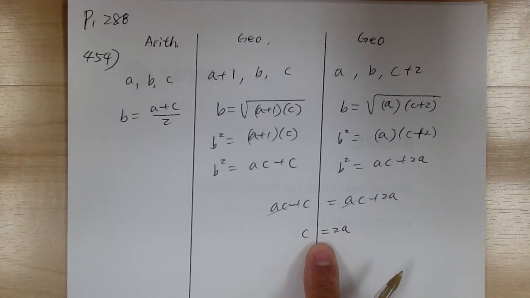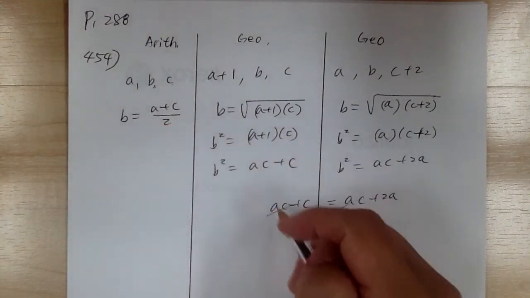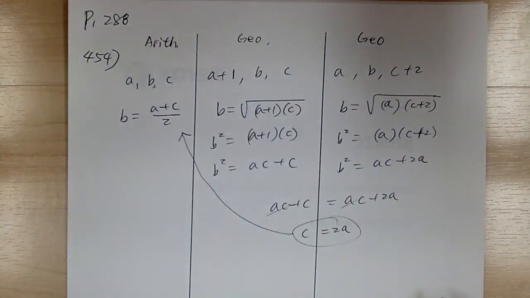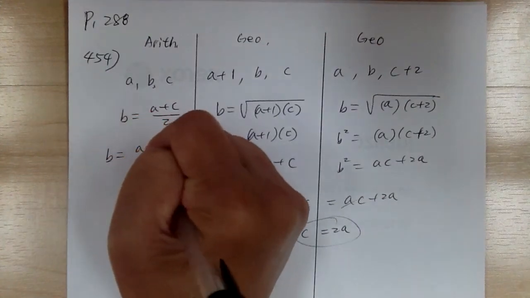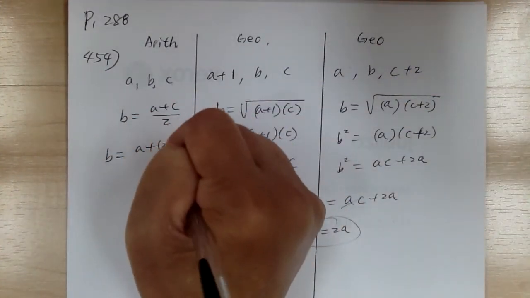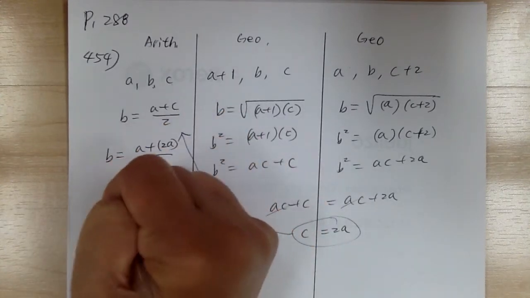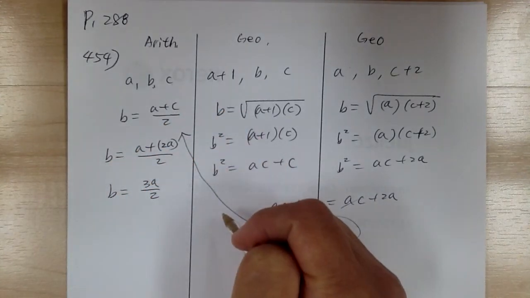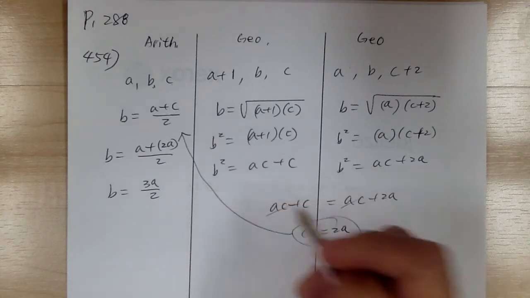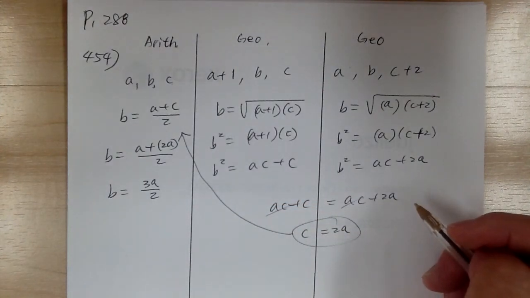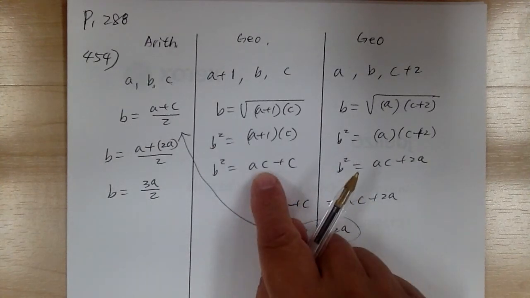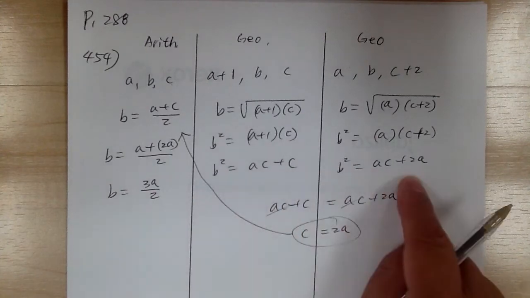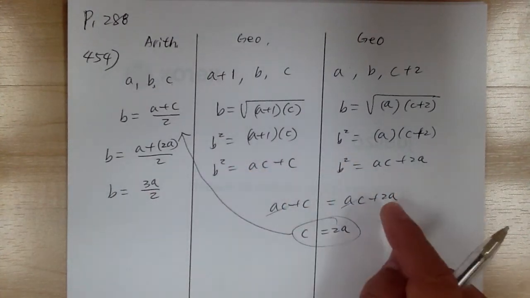Now once I find C equals 2A, I'm going to substitute this into here. Basically just using algebra: you've got three equations and you're solving for three variables. So I get B equals (A plus 2A) over 2, so B equals 3A over 2. I also can substitute C equals 2A into the other equation. With three equations, you want one expression, so you substitute two of the equations.